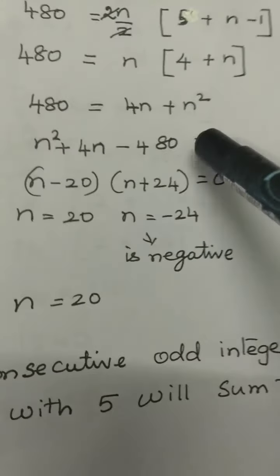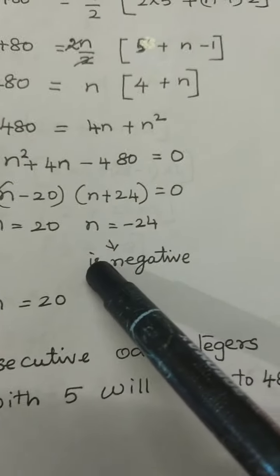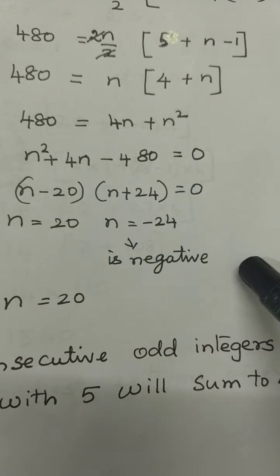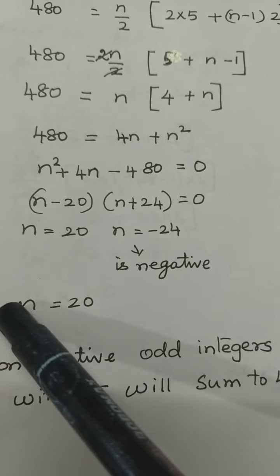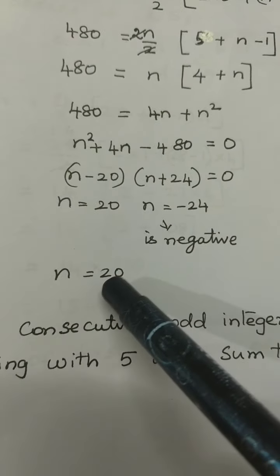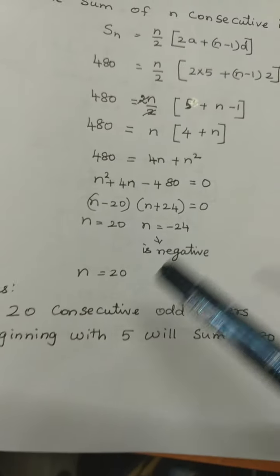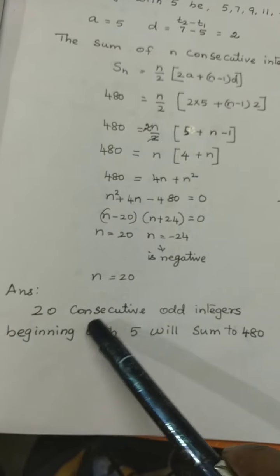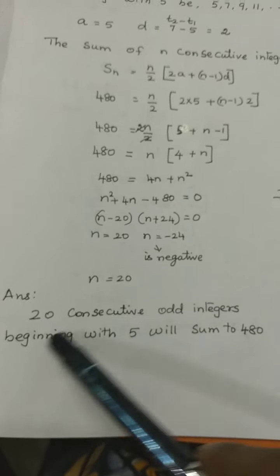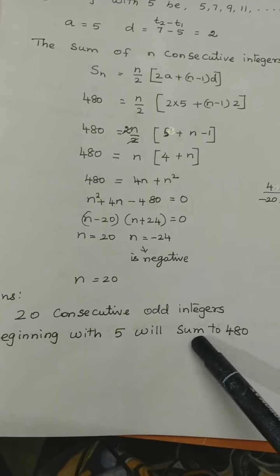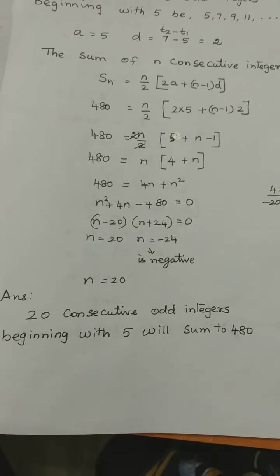Here negative numbers are not applicable for the number of terms. The number of terms must be positive. So 20 consecutive odd integers beginning with 5 will sum to 480. Okay.